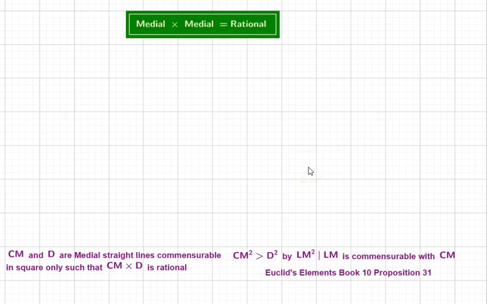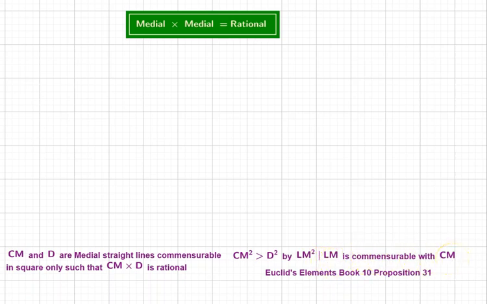Let's look at another interesting problem. We have to find two straight lines, CM and D, which are medial straight lines, commensurable in square only, such that their product is rational. And CM square is greater than D square by LM square, where LM is commensurable with CM.